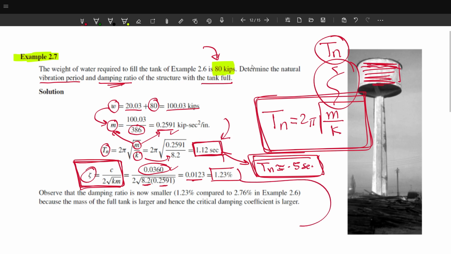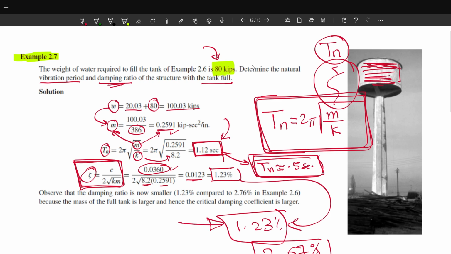So our damping ratio is 1.23%. However, the previous damping ratio, it was how much? Yes, 2.67%. What does it mean? It means when the mass of the system increases, the damping ratio is decreasing. And when the mass of the system is less, the damping ratio goes high. This means that there is a damping ratio relation with the mass, right? And this is true because we have mass here, right?